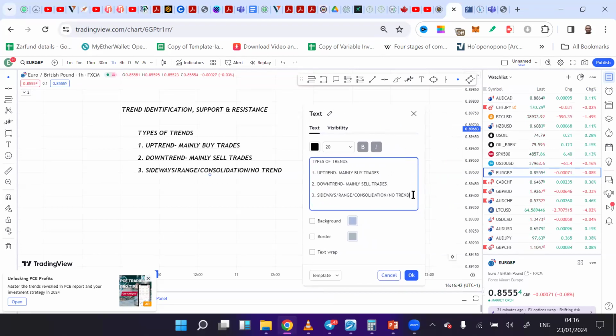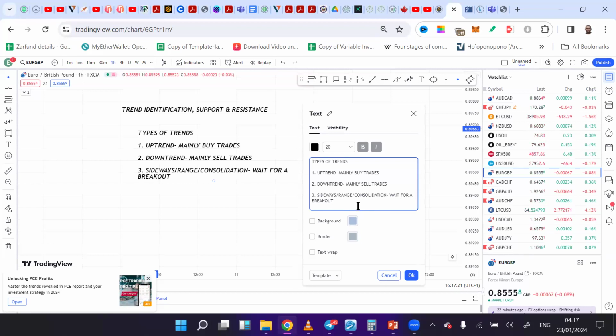Then in a no trend, let's remove the no trend. Okay, sideways or range or consolidation. So in a sideways or range or consolidation, what we do mostly is we wait for a breakout. That's what we do mainly in the sideways trend. Because in a sideways trend, just like one of the names suggests, there is no trend.